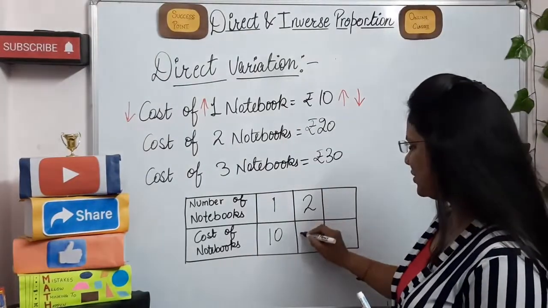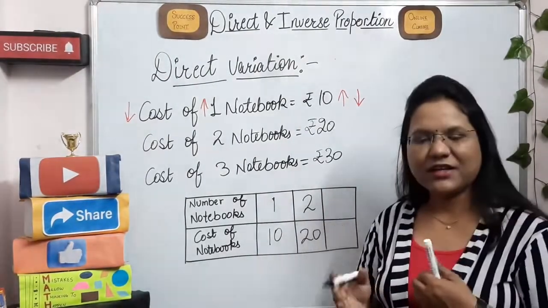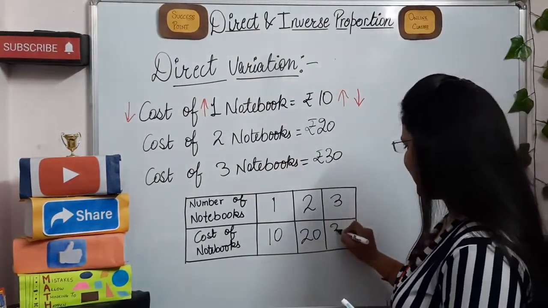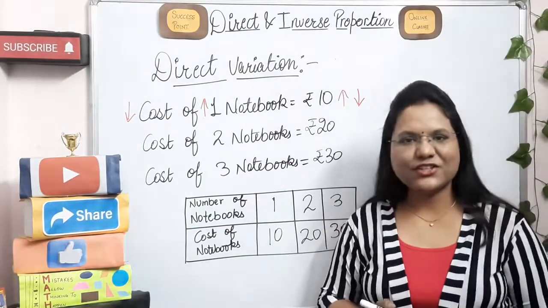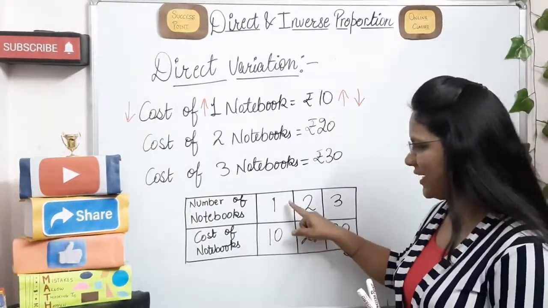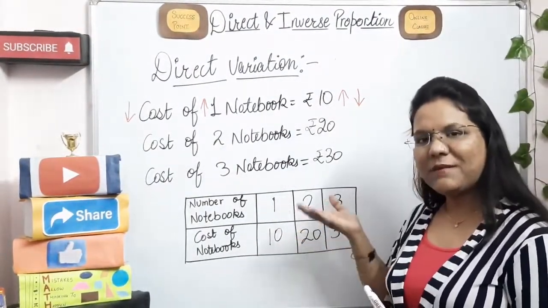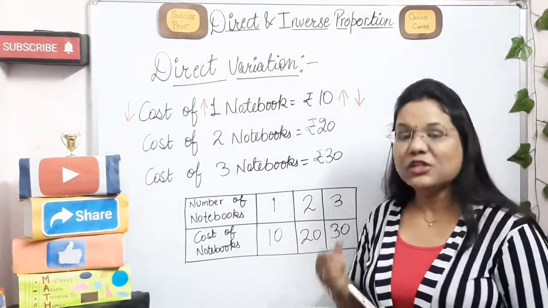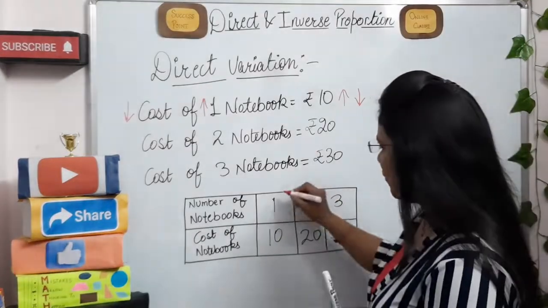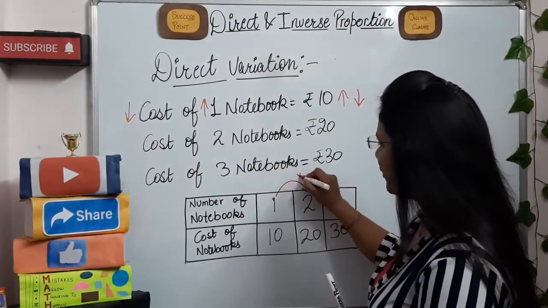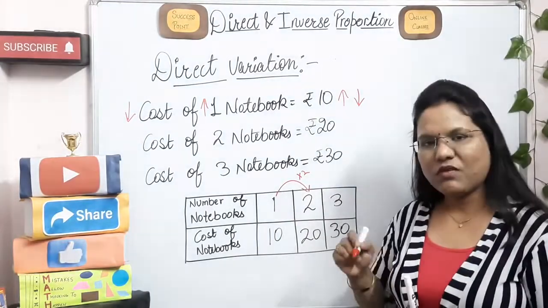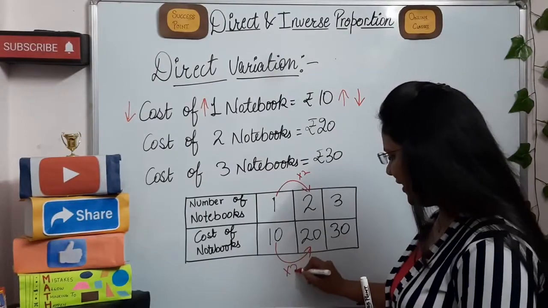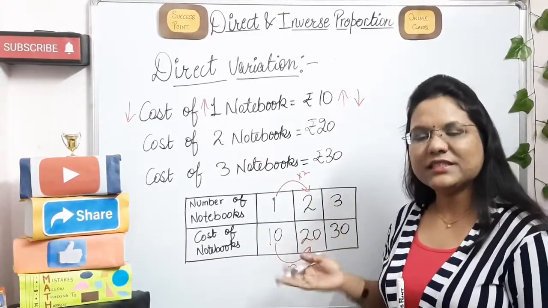So two notebooks cost will become 20. It will become high. And the cost of three notebooks, that is rupees 30. So if one value is getting high, second also will become high. 1 to 2 and 10 to 20. So what is the difference in between? 1 to 2. That means if we multiply 1 with 2, we get 2. Then 10 into 2, 20. So that means it increased equally.